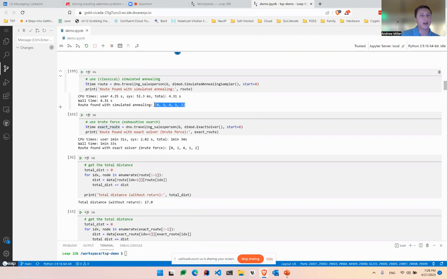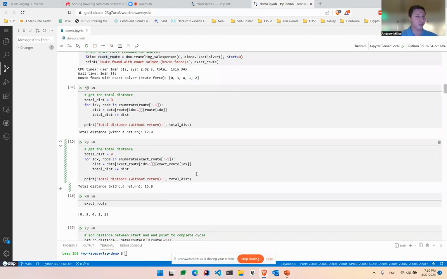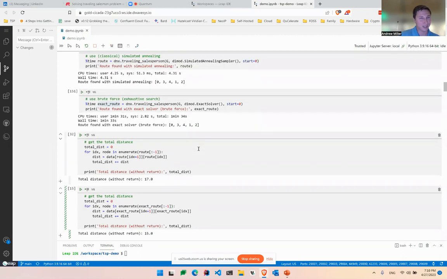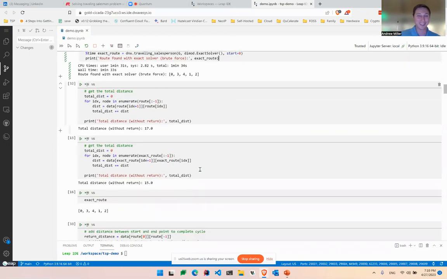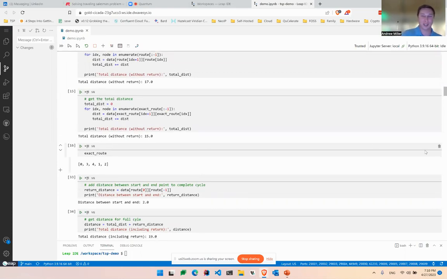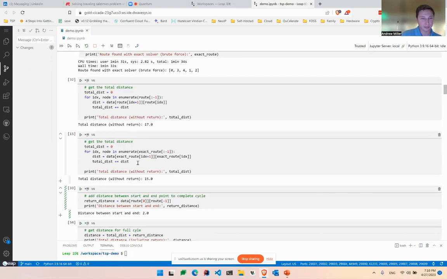I'm not sure why this is strange, because when I look at this, they're actually the same, so I'm not sure why the distance is different. This is strange. I'm not 100% sure why, but let's move on. It's okay. I think there's probably some bug in the code somewhere. So you have total distance, return distance, and distance. Right?